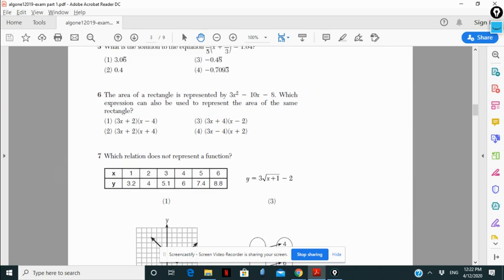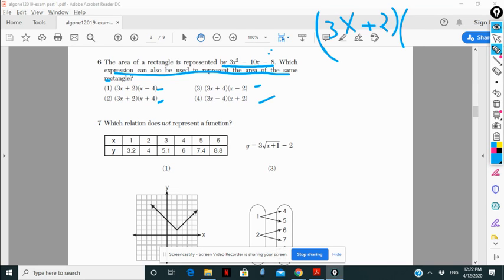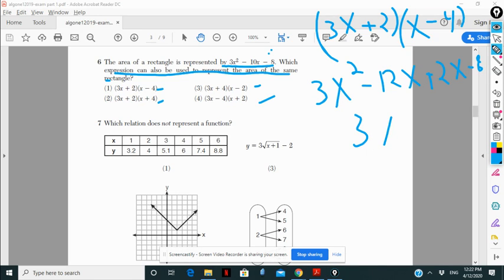Question number 6. The area of the rectangle is represented by this equation. Which expression can be used to represent the area of the same rectangle? In another way, you want to know which one of those, when I FOIL it, gives me the same expression. So if I FOIL (3x plus 2) times (x minus 4), it gives me 3x squared minus 12x plus 2x minus 8. When I simplify, 3x squared minus 10x minus 8, which is the equation, so it's number 1.